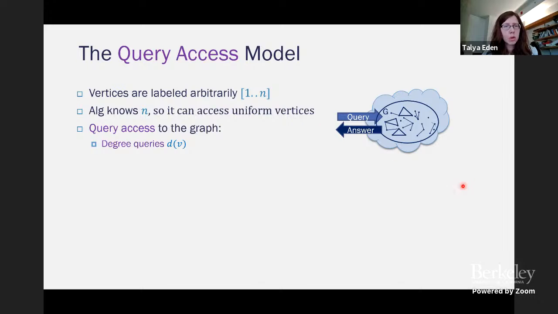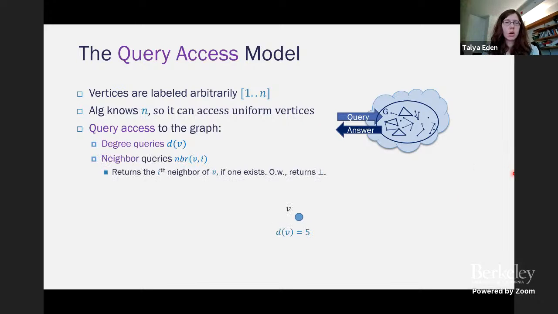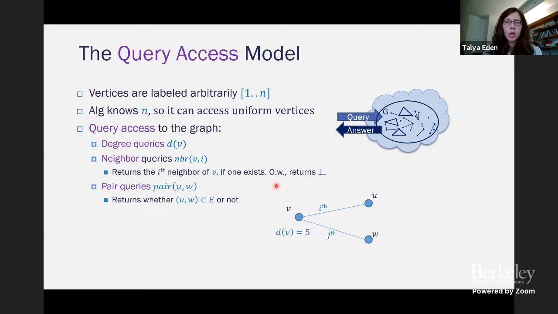It can perform degree queries, just ask what is the degree of the ith vertex, or perform neighbor queries to ask the ith neighbor of the vertex v. Okay, and then it gets an answer. Or if i is greater than d of v, if there is no ith neighbor for v, then it just gets some special symbol. Okay, and finally it can perform pair queries in which it asks, is there an edge between this pair of vertices in the graph? So this is the query access.